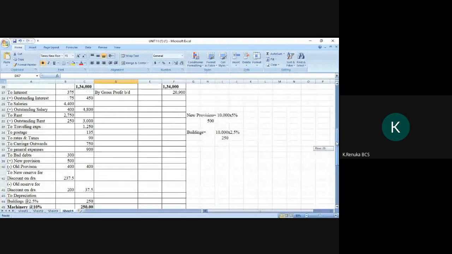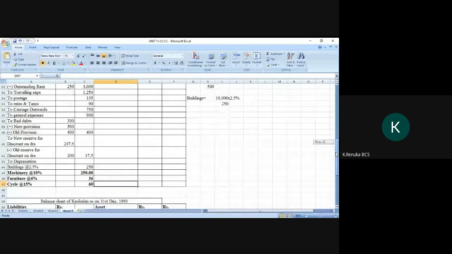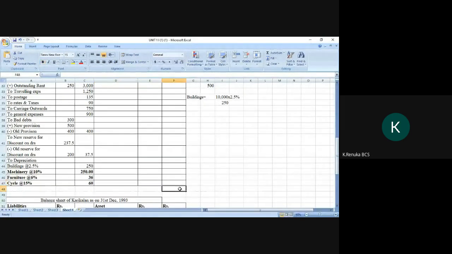So we have posted everything, all the expenses and the adjustments which have been given in the question. So now we are going to tally the account. We are going to close the account. Your total value is 20,900. This is the balance value.